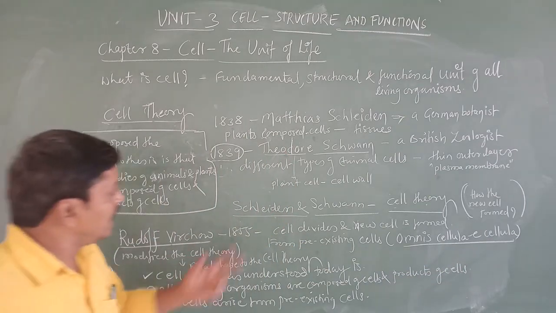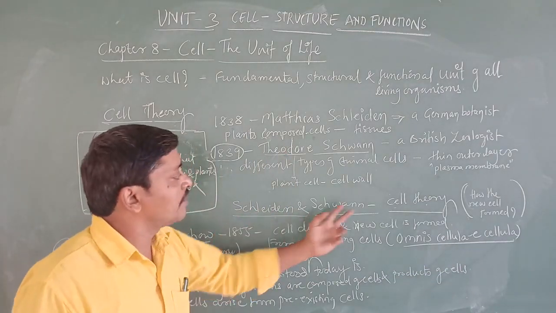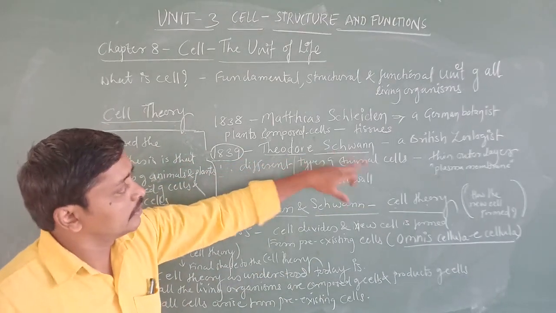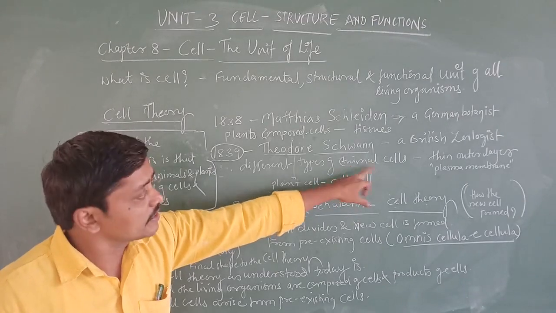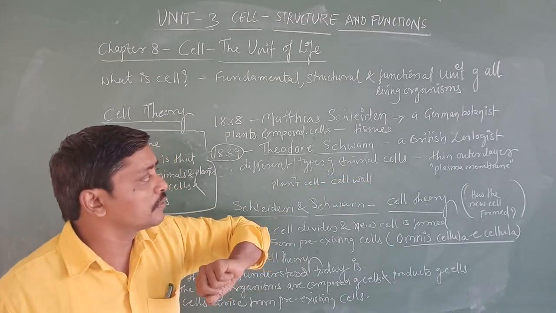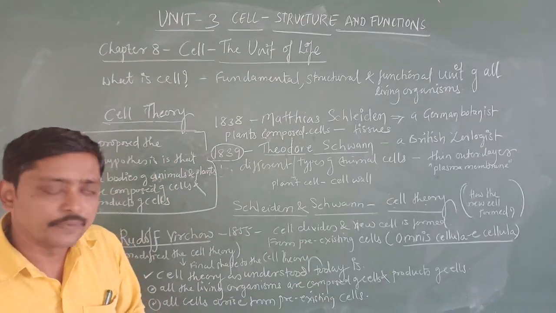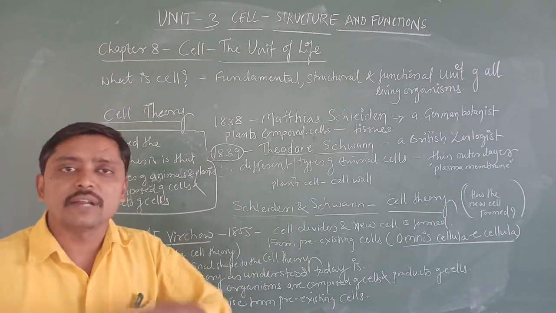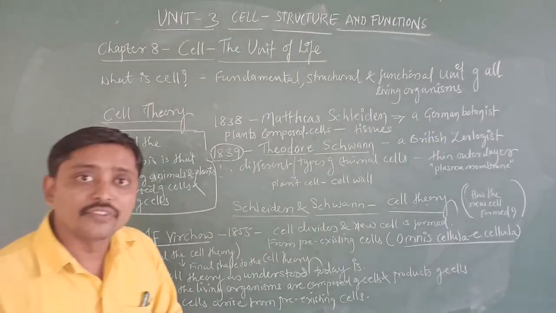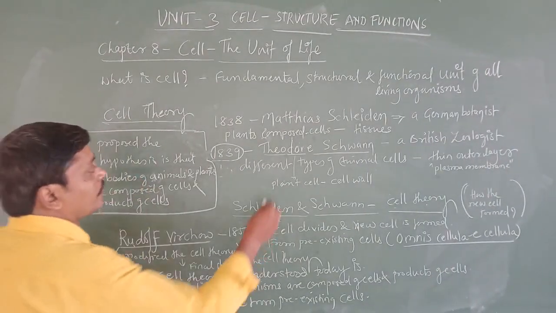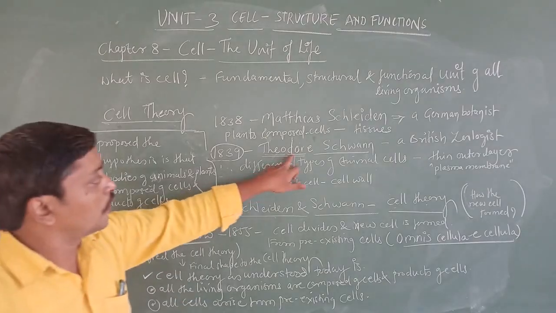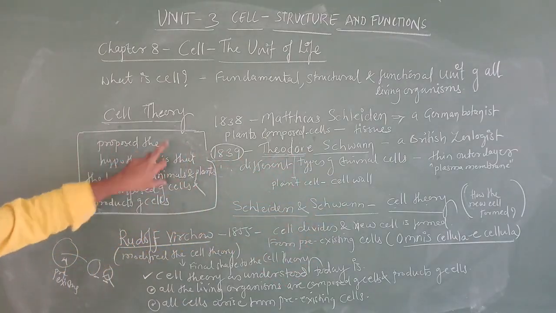Okay. Before that, I told you Schleiden and Schwann proposed the cell theory, and I told you Schwann studied the animal cells. Animal cell has the thin outermost layer, which we are going to call the plasma membrane, and he also studied the plant cell, and that plant cell is covered by the cell wall. At that time, Theodor Schwann proposed the theory.